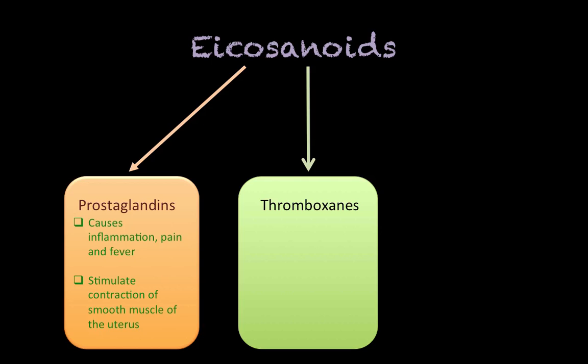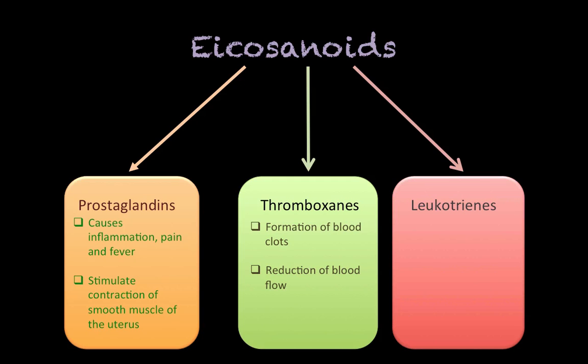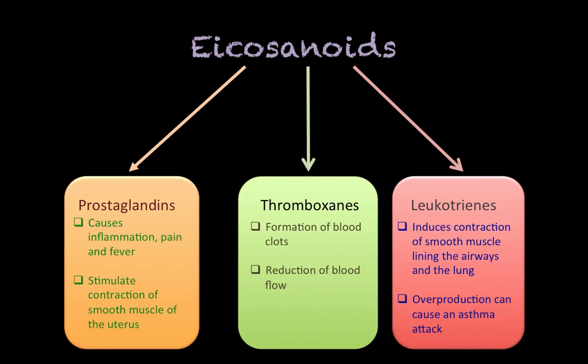The other major class of eicosanoids are the thromboxanes, and you might be familiar with that name. Thromboxanes are involved in the formation of blood clots as well as in the reduction of blood flow. And finally, the third one is what we call leukotrienes. Leukotrienes induce contraction of smooth muscle lining the airways and the lung. And if you overproduce leukotrienes, it can trigger an asthma attack. In fact, there are some drugs out there that reduce the levels of leukotrienes. An example that comes to mind is Montelukast. So you could look that up.